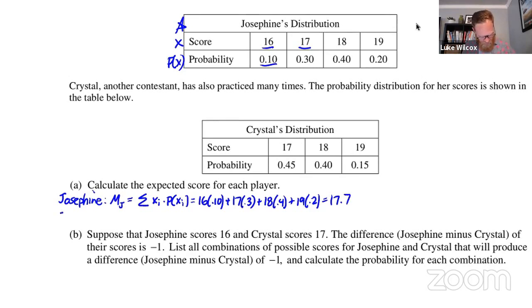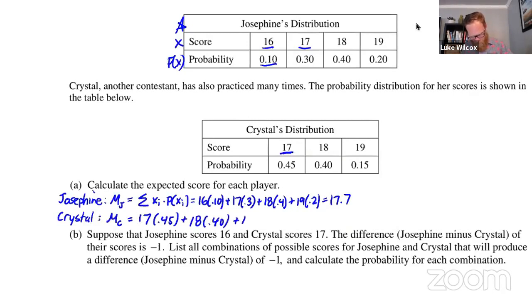Now let's do the same thing for Crystal. So for Crystal, it's going to be the mean of, I'm going to use a subscript of C here for Crystal. And we're just going to take each value and multiply it by its respective probability and then add those up.